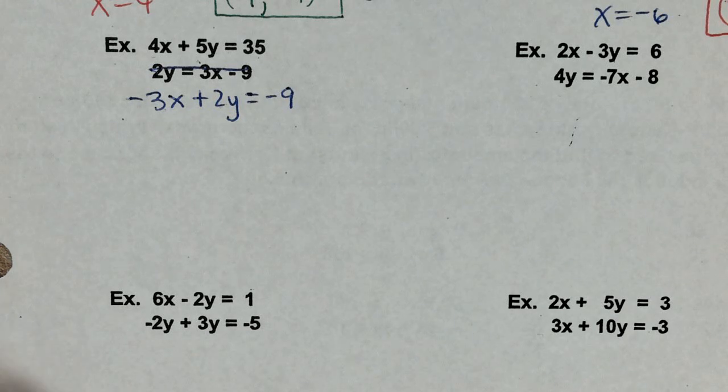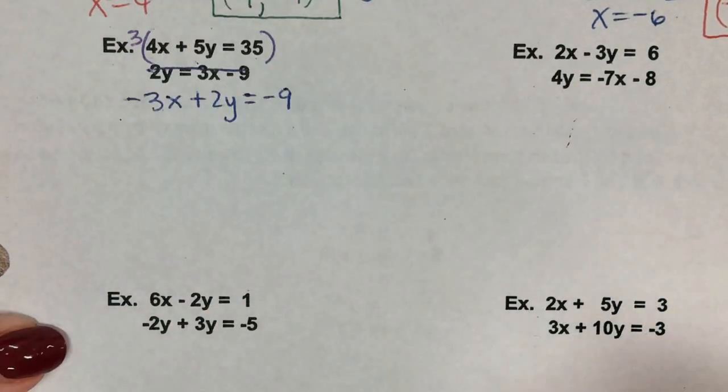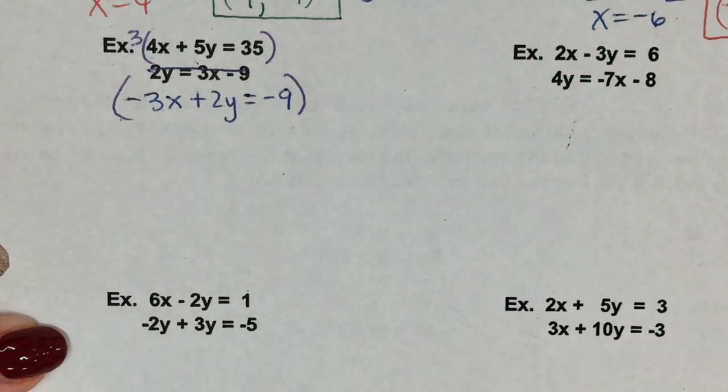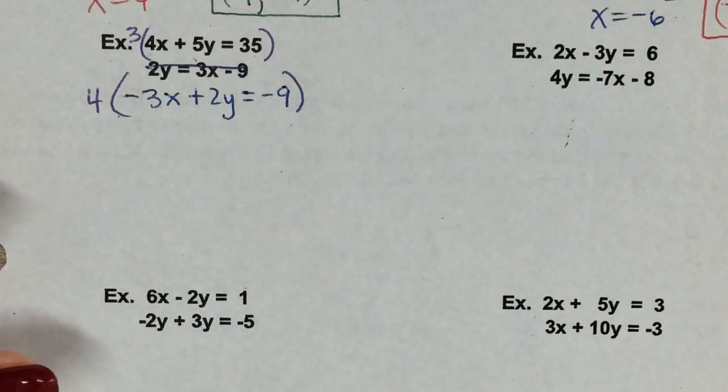All right, so I'm going to multiply the top equation by 3, and I'm going to multiply the bottom equation by 4. So y'all go do that real quick and then see if you can do it on your own.